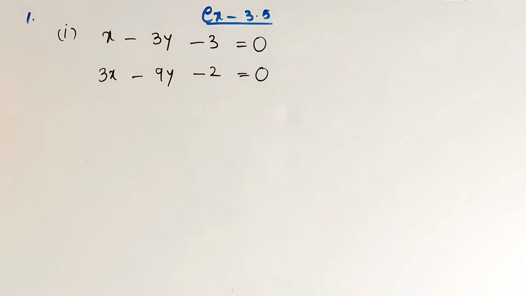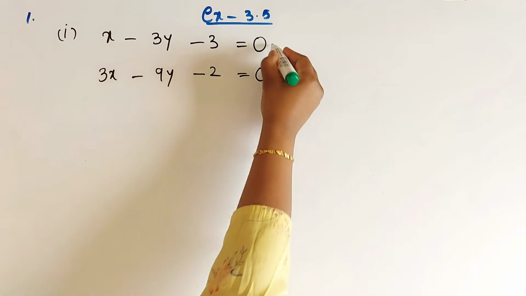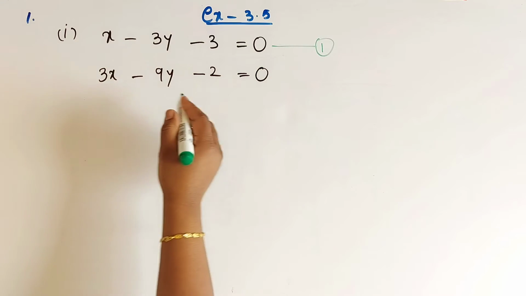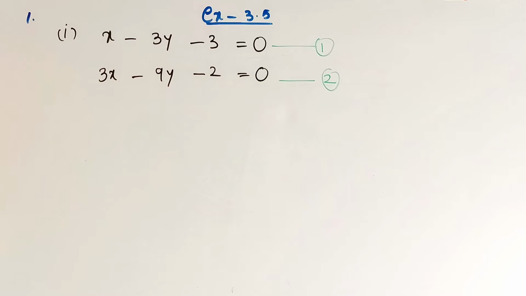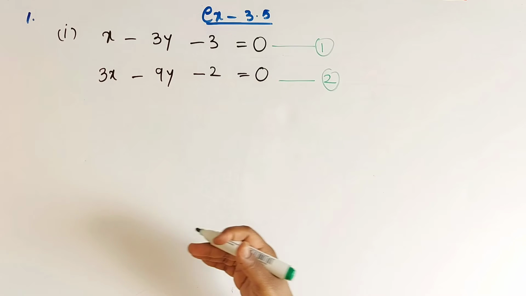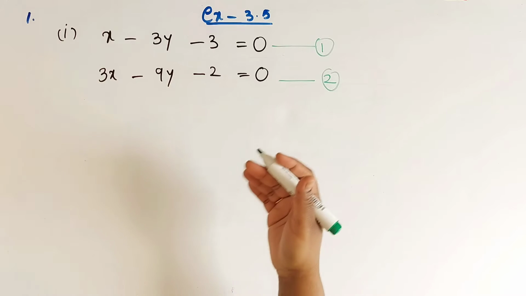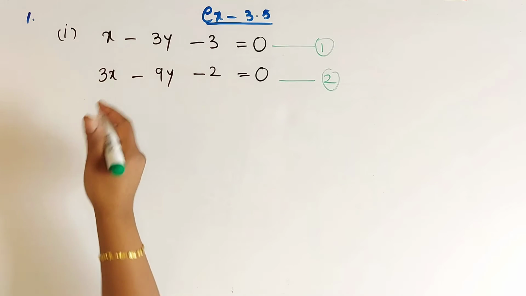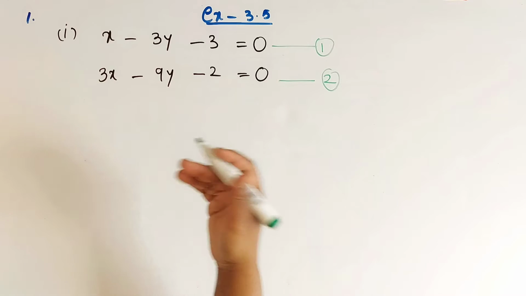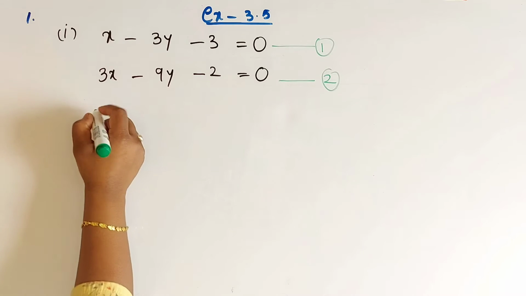x minus 3y minus 3 equal to 0, children, first equation, and 3x minus 9y minus 2 equal to 0, second equation. Now what we have to do? We have to find out how many solutions: unique solution, infinitely many solutions or no solution. For that we have to use a1 by a2, b1 by b2 and c1 by c2, we have to check. Right, children?